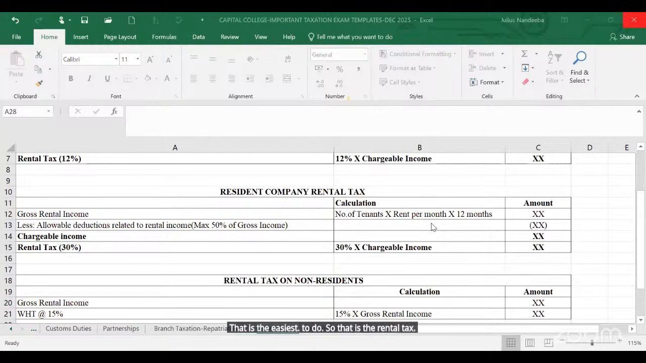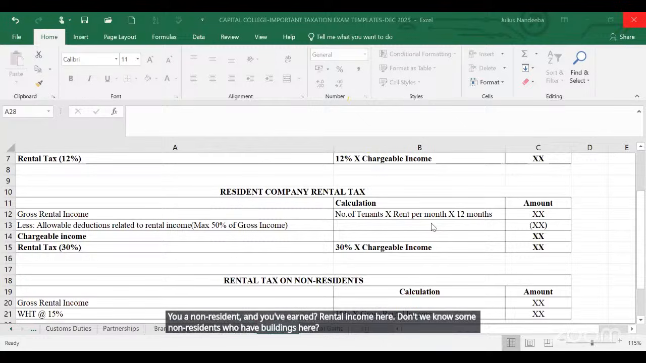Now, guys, that rental tax is for residents earning rental income here. So what if you are a non-resident and you have earned rental income here? What happens? You're a non-resident and you've earned rental income here. Don't we know some non-residents who have buildings here?